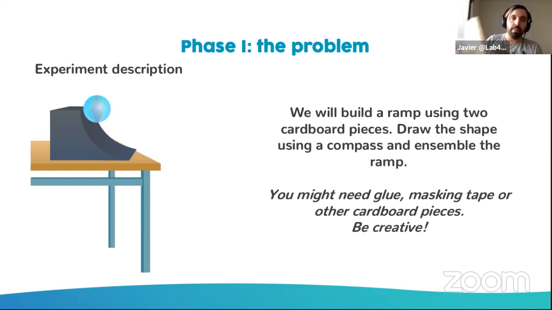The idea is that the ramp finishes almost horizontally. In that way, the ball will leave the ramp almost with no vertical velocity, only horizontal velocity. In that way, we can isolate that effect and analyze the falling of the ball independent of the horizontal travel of the ball. So that's the general idea of the experiment.